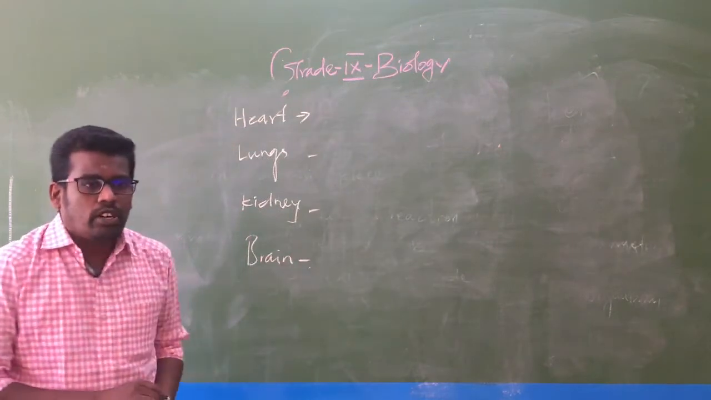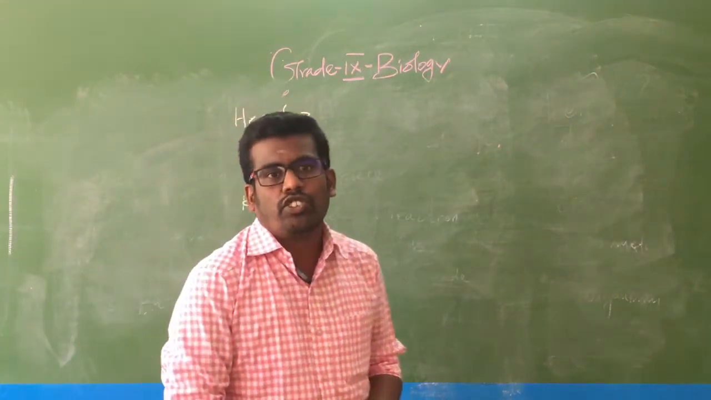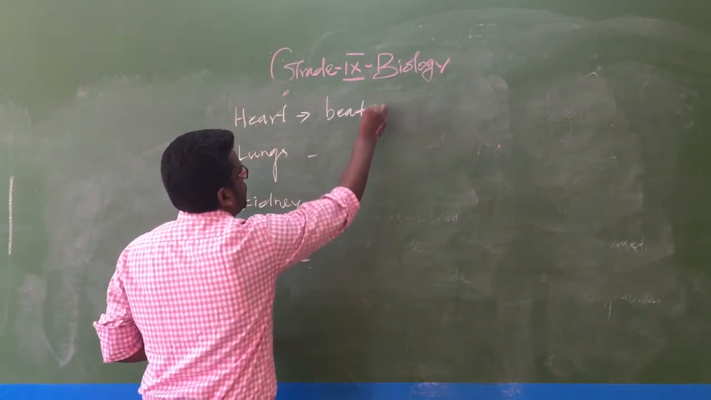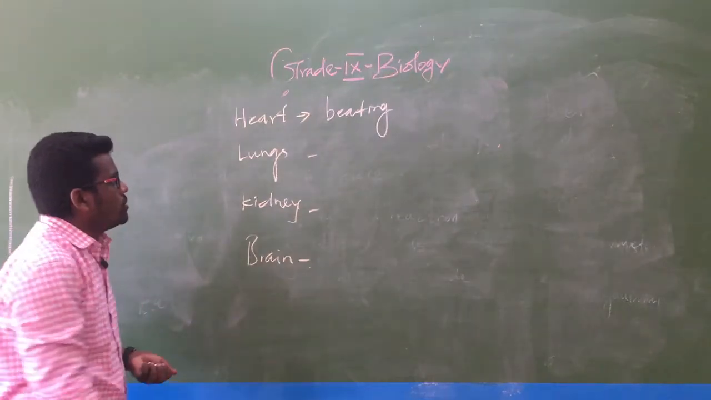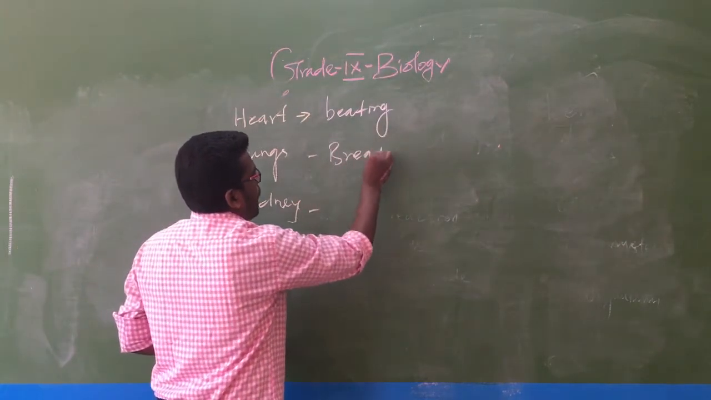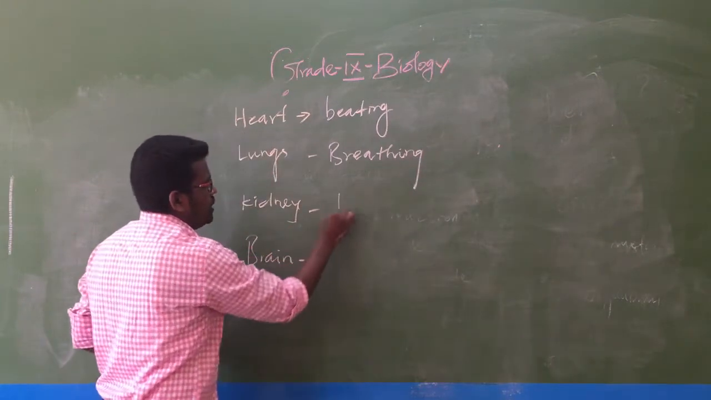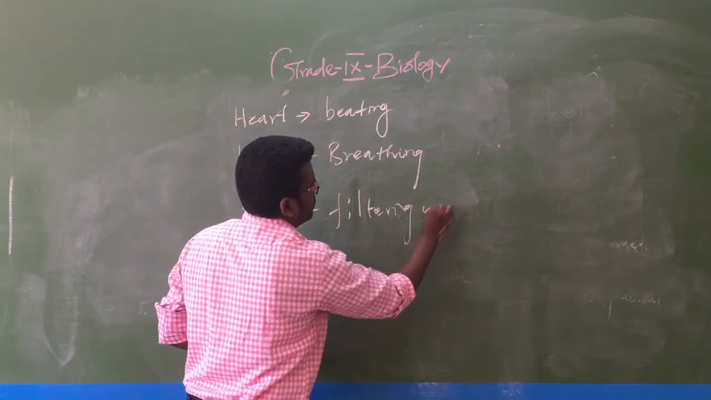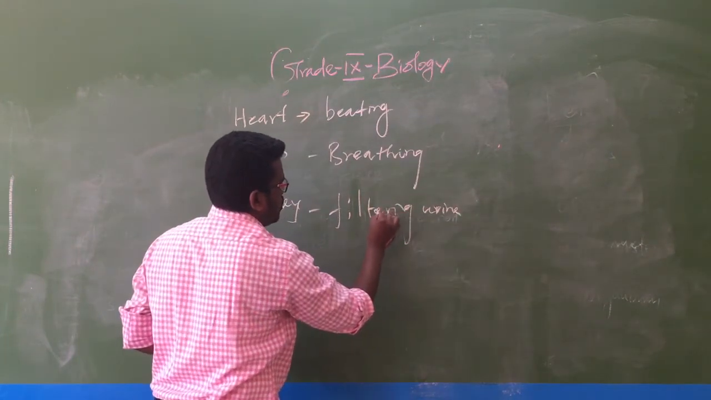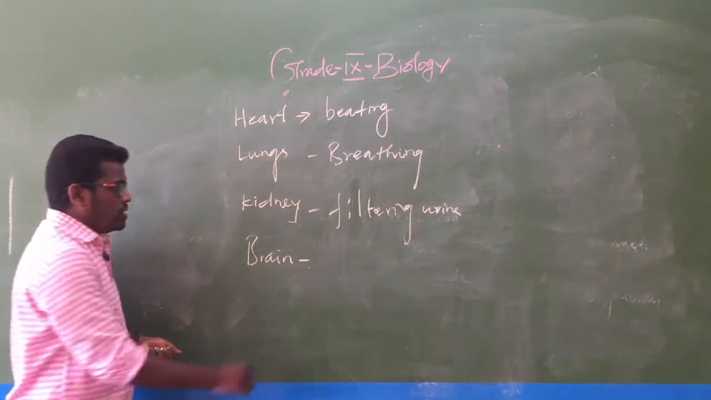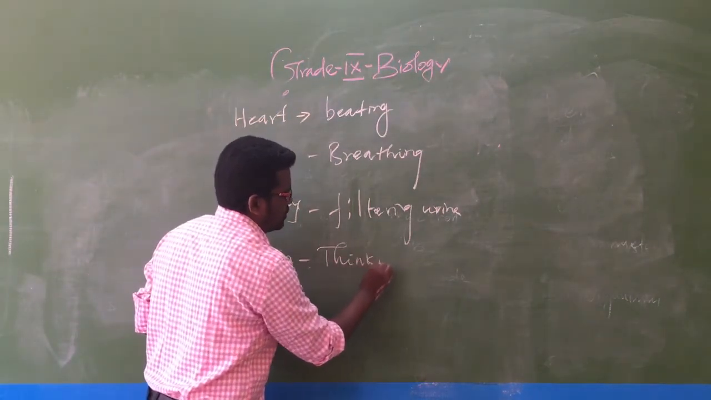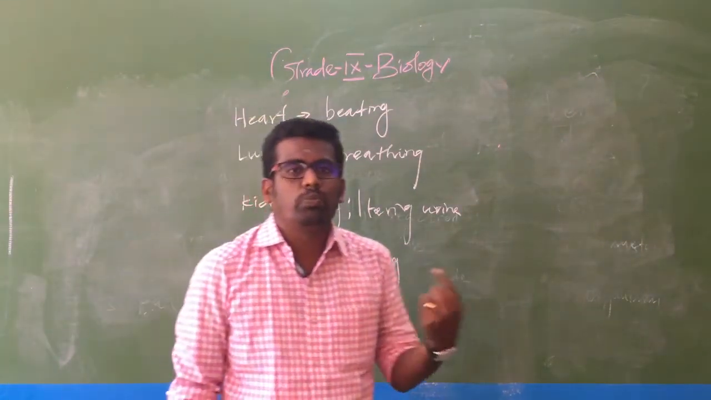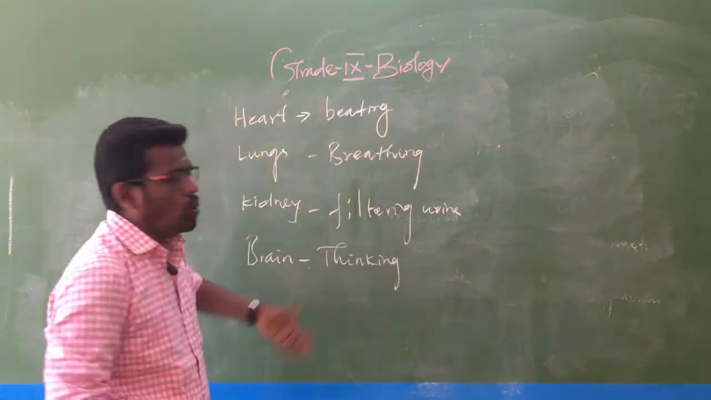These organs have specific structures and functions. For example, the function of the heart is beating, the lungs' function is breathing, the kidney filters urine, and the brain is responsible for thinking. So these are the types of organs present in our body and their roles.